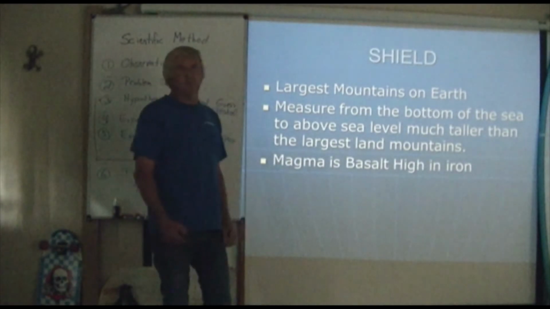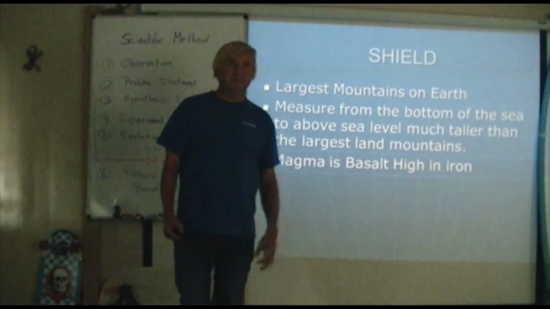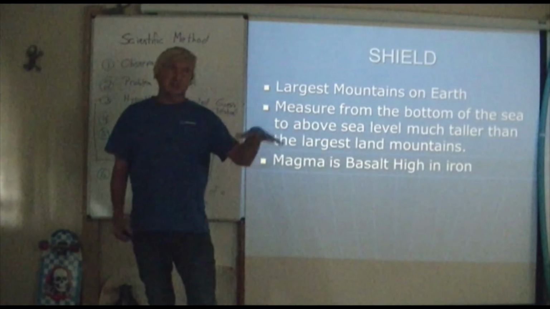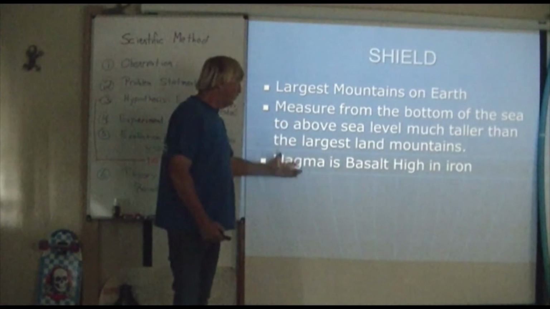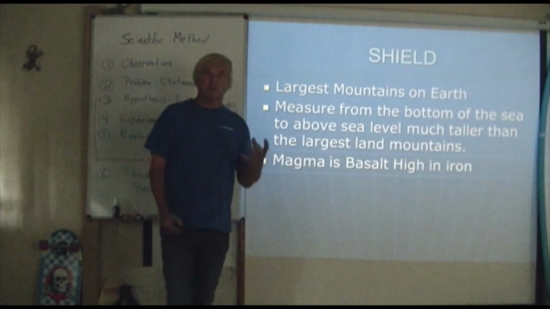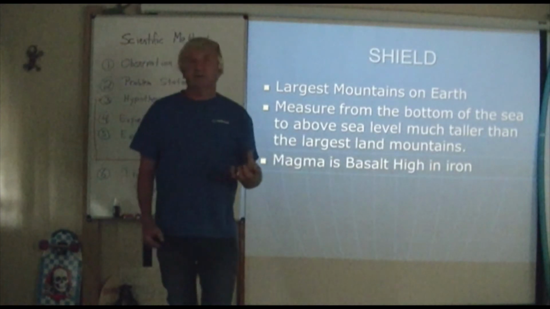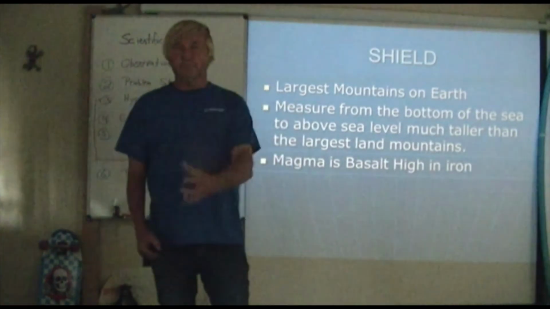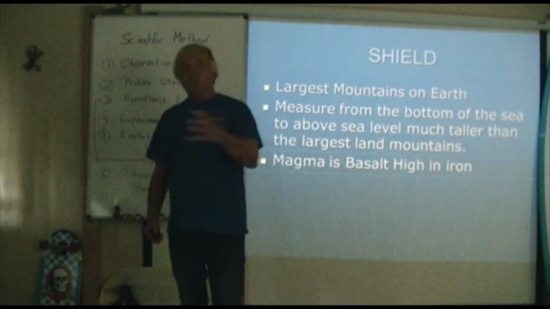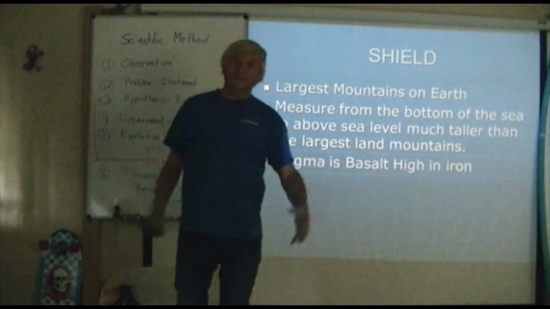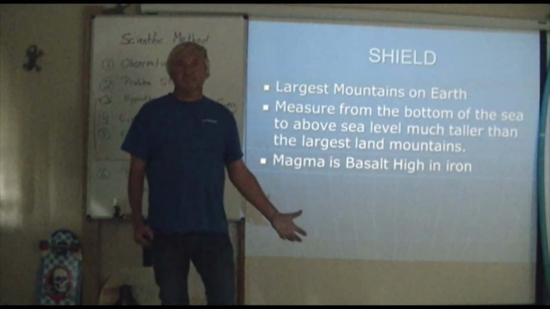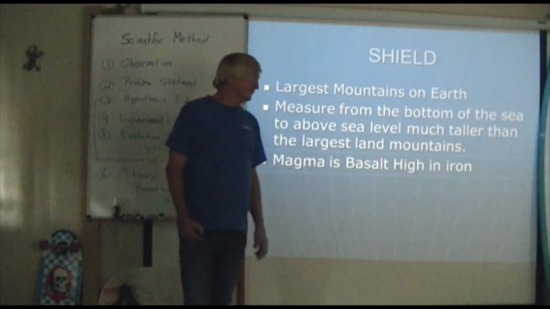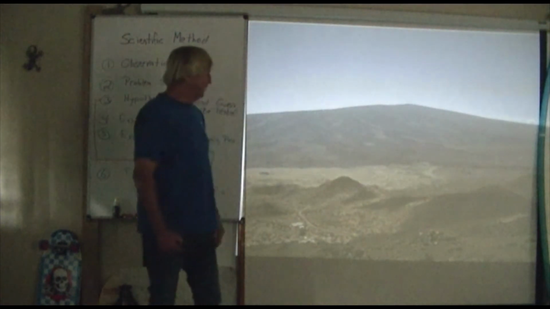So shield volcanoes, the largest mountains on Earth are shield volcanoes, if you measure from the bottom of the sea to the top. And this magma is very rich in iron, and that's why it produces that dark rock. So remember, dark equals high temperature, dark equals iron. Light equals low temperature quartz, very high in silica.